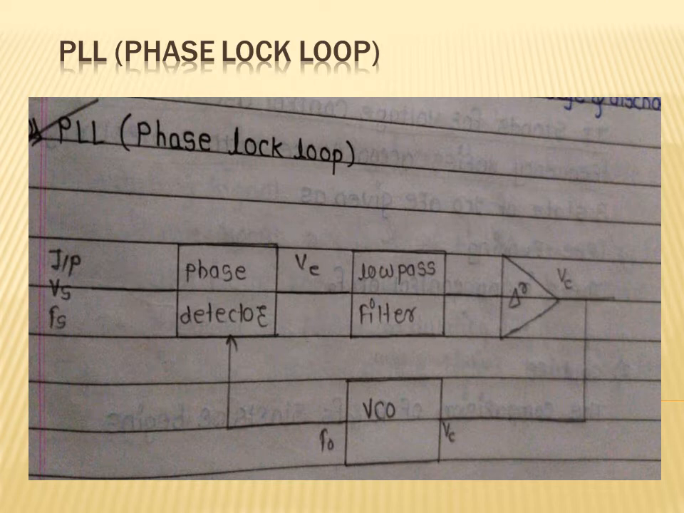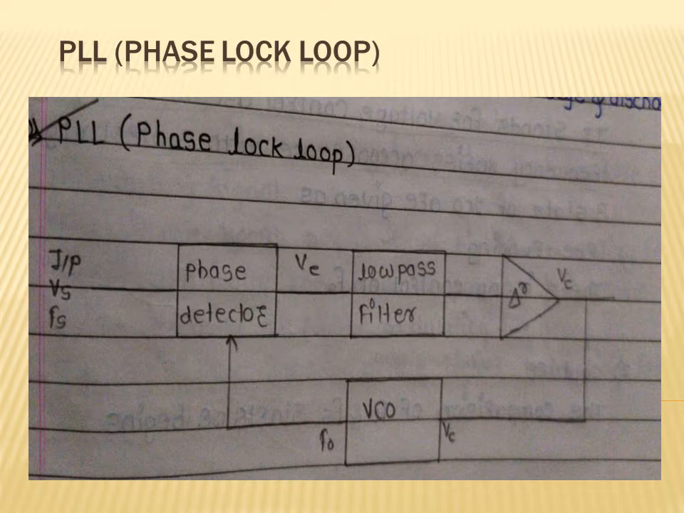There are three stages of the VCO. First one is free running, next one is capture, and last one is phase lock. In the free running stage, there is no control on FO.